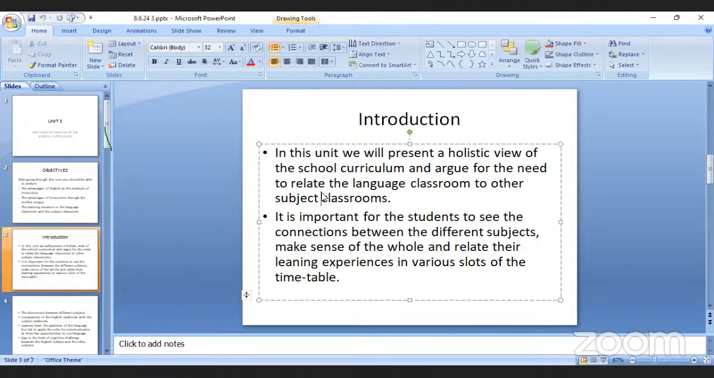Okay, so introduction. In this unit, we will present a holistic view of the school curriculum and argue for the need to relate the subjects. What we will understand in this particular unit is that the subject textbooks and the language textbooks have a disparity.